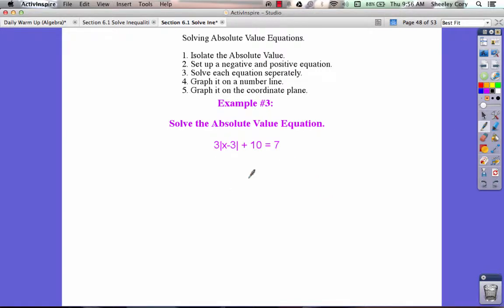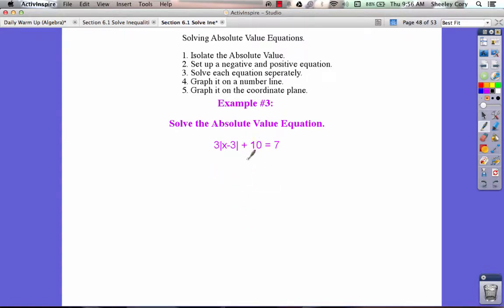Now we're going to look at a problem that looks like this. This is a little different problem. I call these absolute value signs barriers. They're not parentheses, they're not brackets. They're barriers. They're keeping you from being able to distribute a 3n. They're keeping you from being able to do anything inside or take anything outside. So you cannot mess with this x minus 3 inside there until you evaluate everything on the outside.